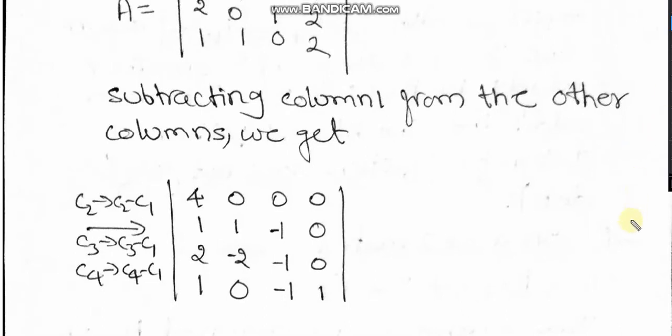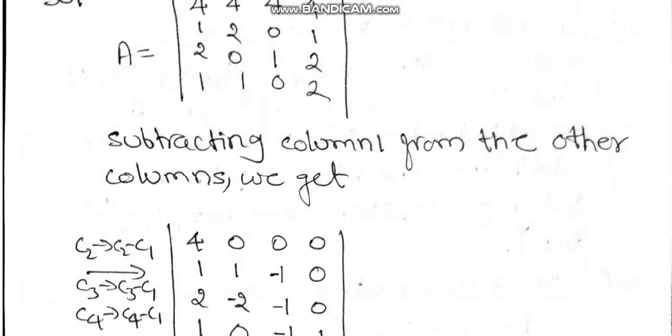The matrix is given. After subtracting the first column from the other columns, what will I have? The first column is 4. Subtracting column 1 from the other columns, so this first column and subtracting with the other columns, that is 4 minus 4, and 2 minus 1, 0 minus 2, 1 minus 1, that becomes 0.